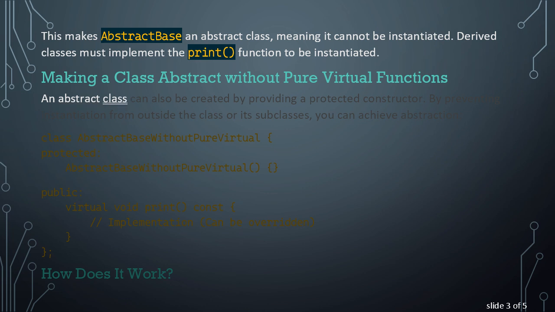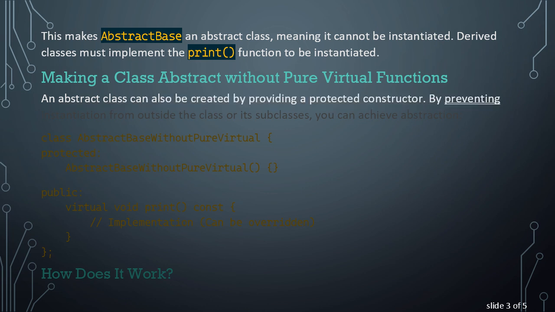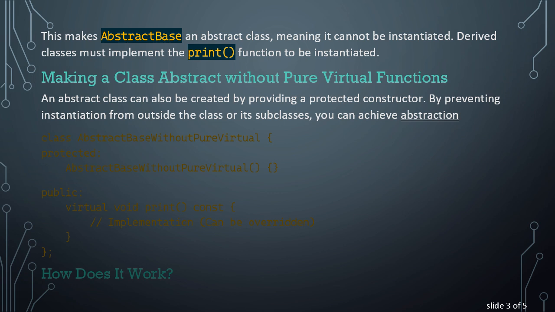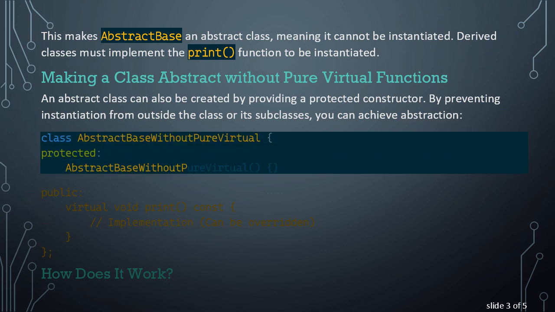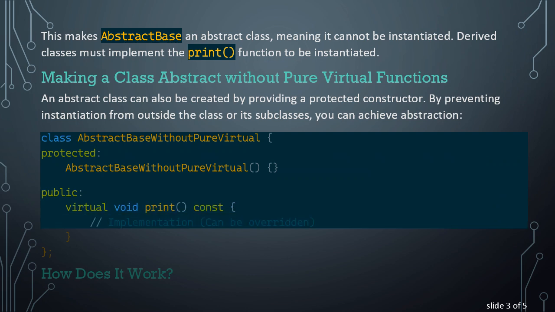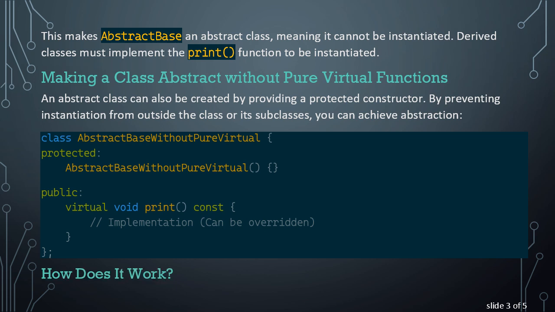Making a class abstract without pure virtual functions. An abstract class can also be created by providing a protected constructor. By preventing instantiation from outside the class or its subclasses, you can achieve abstraction. How does it work?